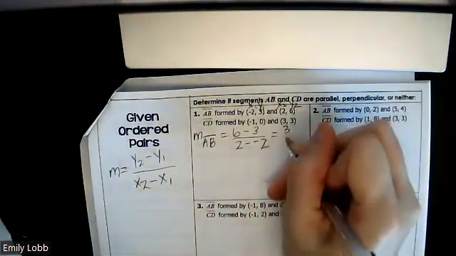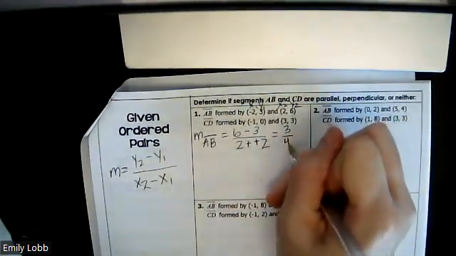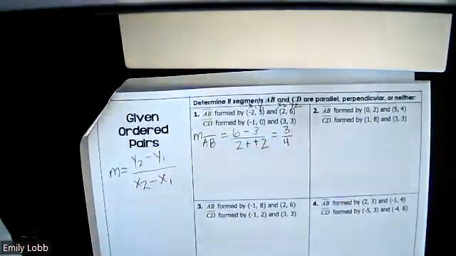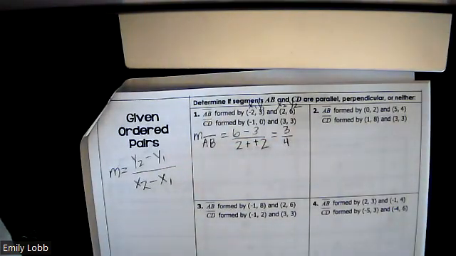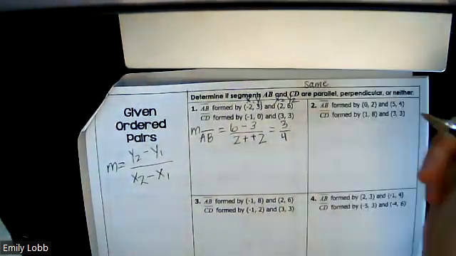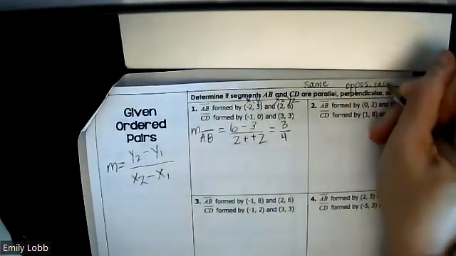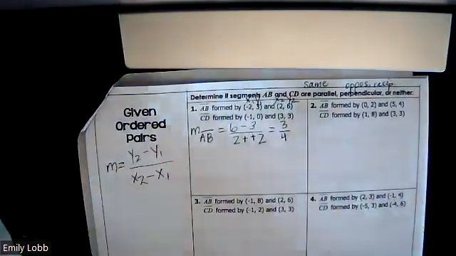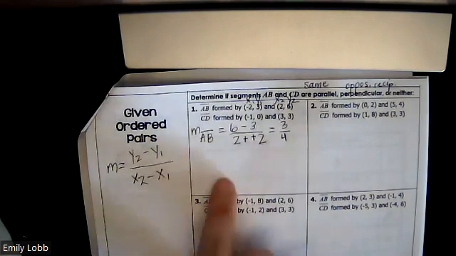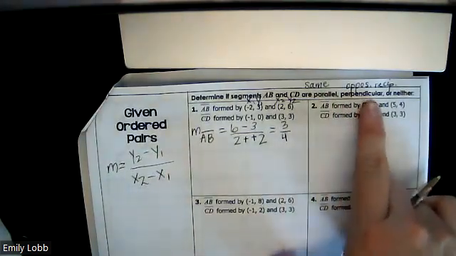So this is going to give us this slope. 6 minus 3 is 3. Keep, change. This becomes 4. So the slope of AB is 3/4. Now remember, parallel means they're the same. Perpendicular means they're opposite reciprocals. And neither means they're not the same or opposite reciprocals. So we're looking for either 3/4 or -4/3 for it to be parallel or perpendicular.